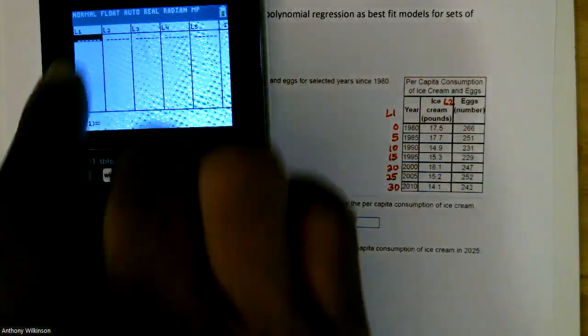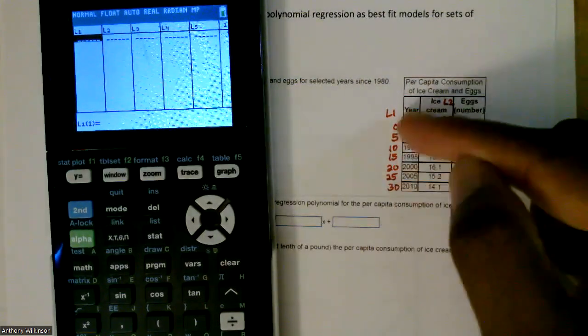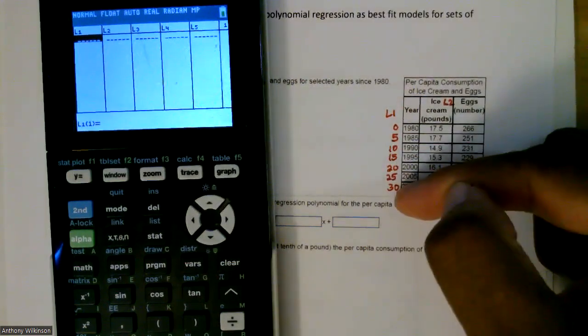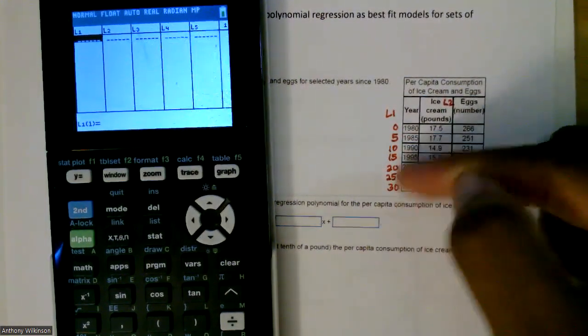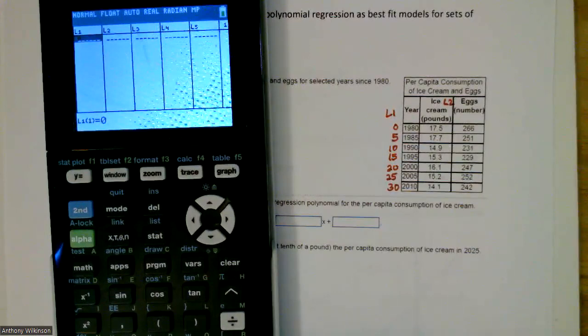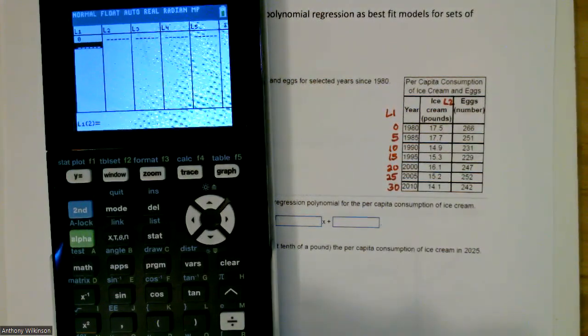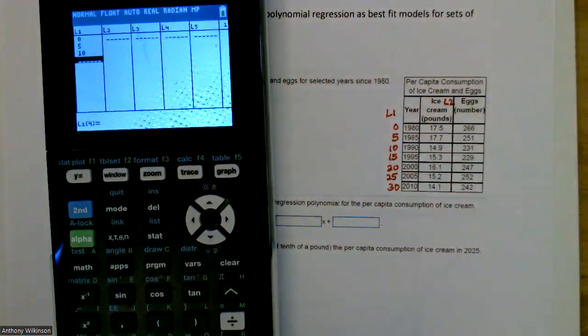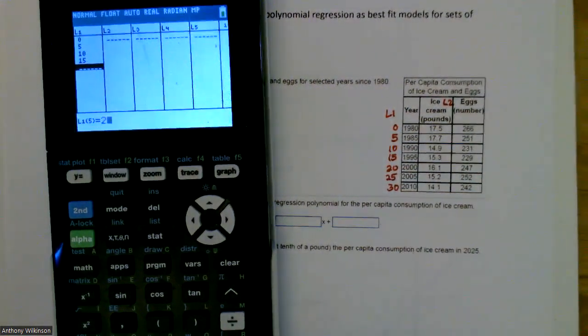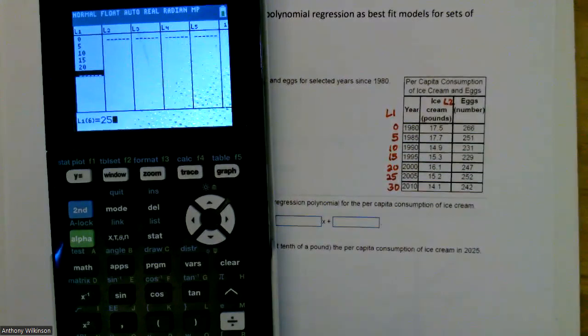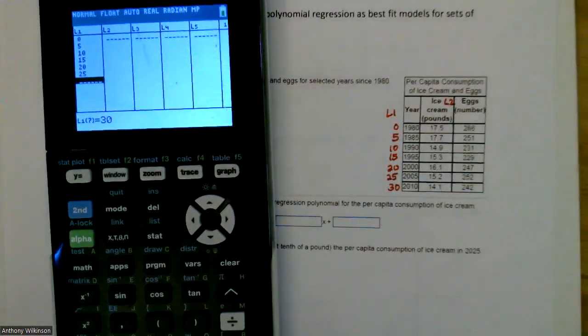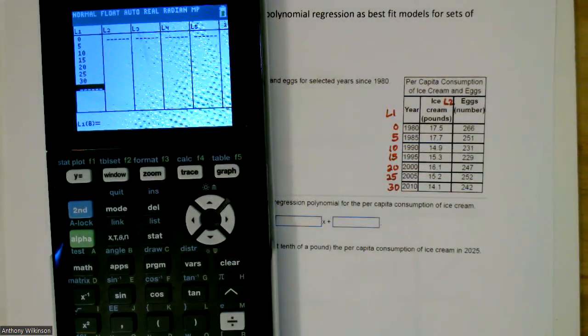So in the first column, L1, I'm going to put in these values that represent the number of years since 1980. We're going to start with 0, then enter, and then 5, enter, 10, enter, 15, enter, 20, enter, 25, enter, 30, and enter. Had to press enter after the very last number.